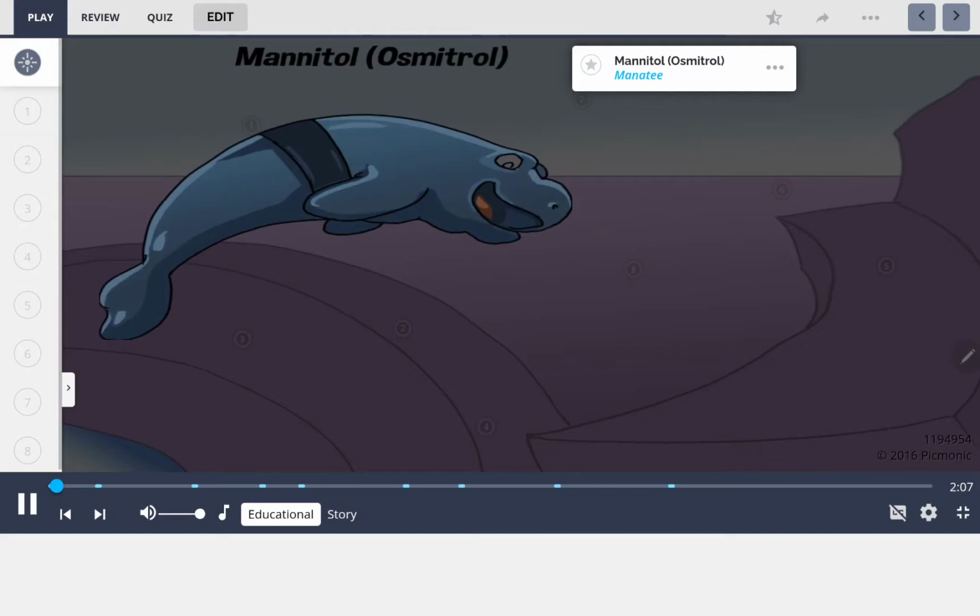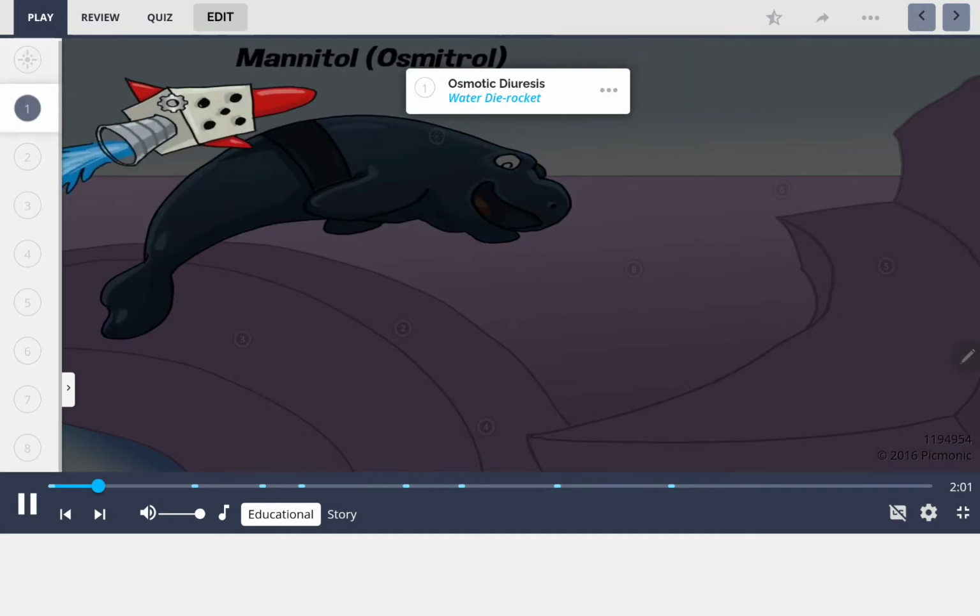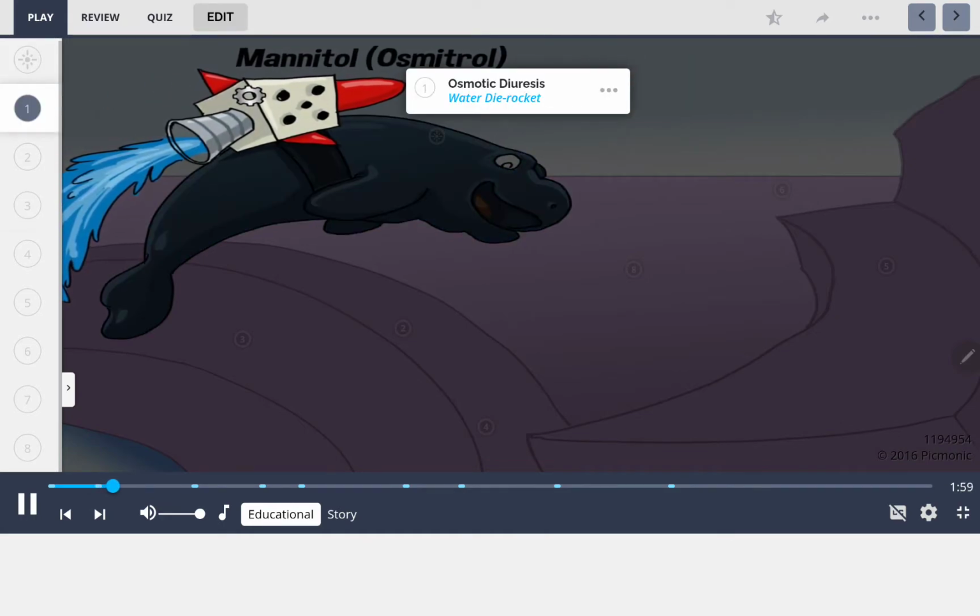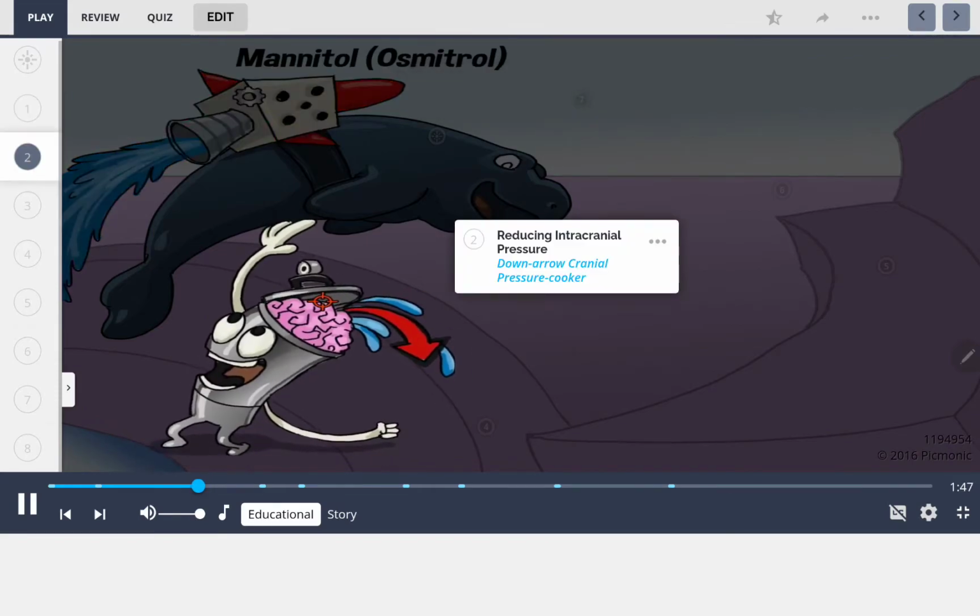Remember mannitol, also known by its trade name osmitrol, by the manatee attempting to escape the theme park using a dye rocket. This medication works as an osmotic diuretic, shown by the water dye rocket strapped to his back. This means that it functions by creating an osmotic force within the nephron that inhibits the reabsorption of water, thus increasing diuresis. It is indicated for use in reducing intracranial pressure, shown by the down arrow cranial pressure cooker, as it pulls excessive fluid out of the cerebral tissue.